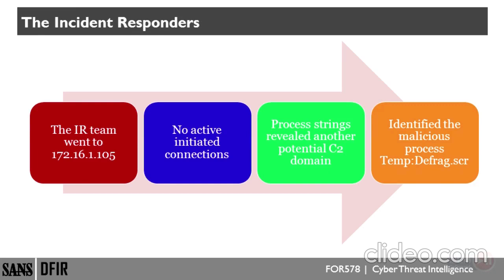But we ask them, can you go and take an image and tell us what's on the system? So they do, and they take an image of it with Redline, and they say, hey, no active initiated connections. There's nothing active on this system. But there's some process strings that do look like they have another command and control domain in there. And there's this rogue process, which is temp defrag.scr. What are SCR files? Screensavers, yeah. Yeah, or viruses, yeah. Almost always viruses. You really shouldn't have screensaver files.